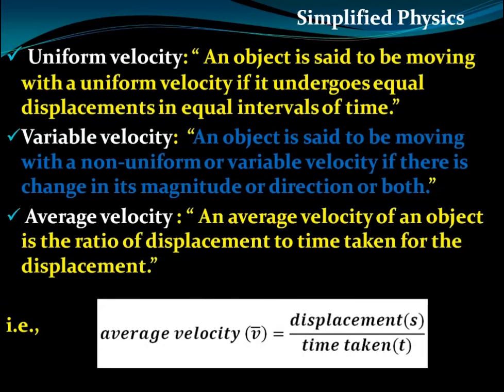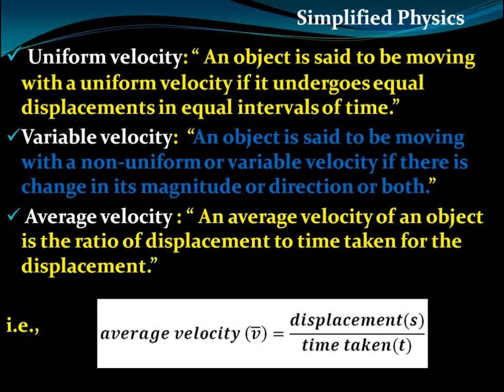What is uniform velocity? As the uniform speed, you can simply define: a body is said to be in uniform velocity if it undergoes equal displacement in equal intervals of time. Same as variable velocity, if there is unequal displacement in equal intervals of time, or there is change in magnitude, direction, or both. Such velocity is called variable velocity. That is simply variable velocity.